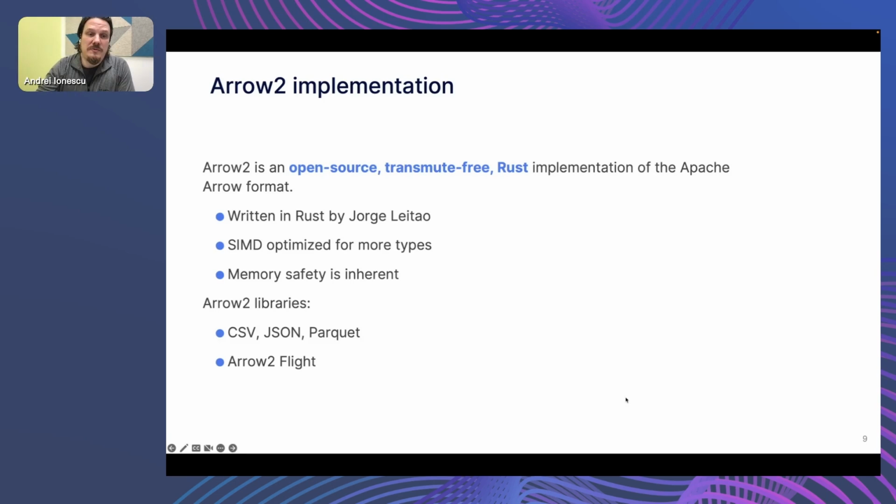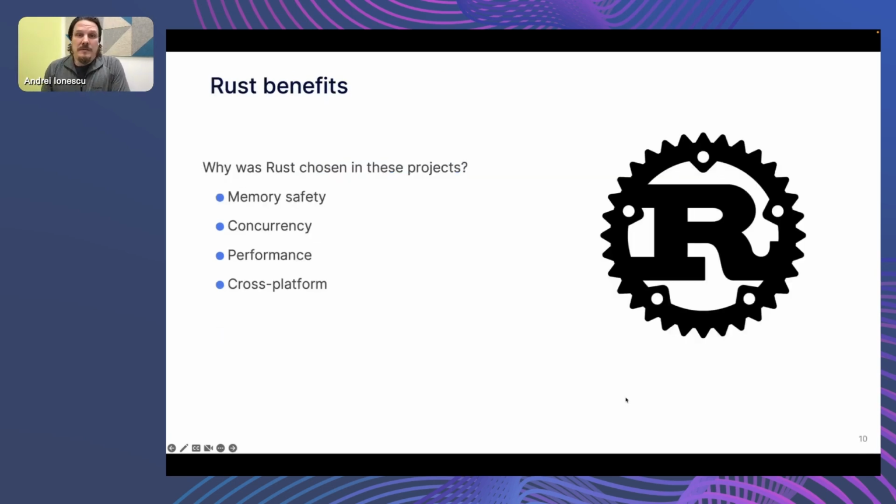Why was Rust chosen in these projects? So Rust gives memory safety. From its conception, core pillar in Rust is memory safety. In fact, that's why Rust has been built to have the C and C++ speed with memory safety. The concepts of borrowing and ownership are core elements in Rust.